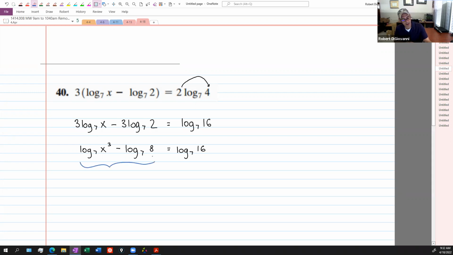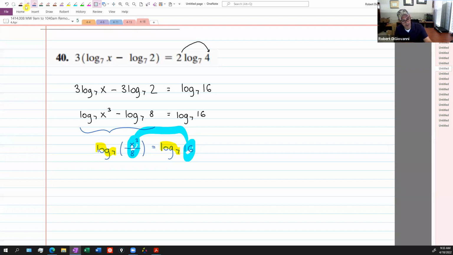The 2 logs on the left can now get condensed down to a single log with division because there was subtraction between those logs. So I'll put x to the 3rd over 8. And now, since we have the same log on both sides with the same base, we can just take the insides, right, and set those equal to one another. So we'll get x cubed over 8 equals 16.